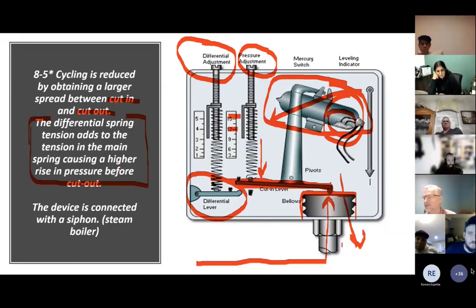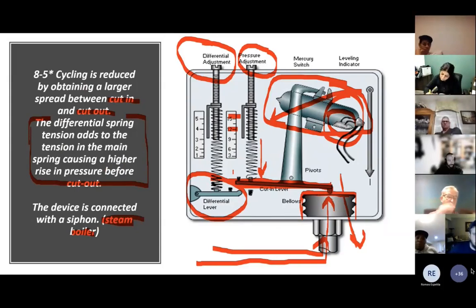Remember that these devices are connected with a siphon on a steam boiler. They don't get connected directly. If we're measuring pressure in a boiler, it's because it's a steam boiler. When we have a hot water boiler, we run it on the temperature, the water temperature.